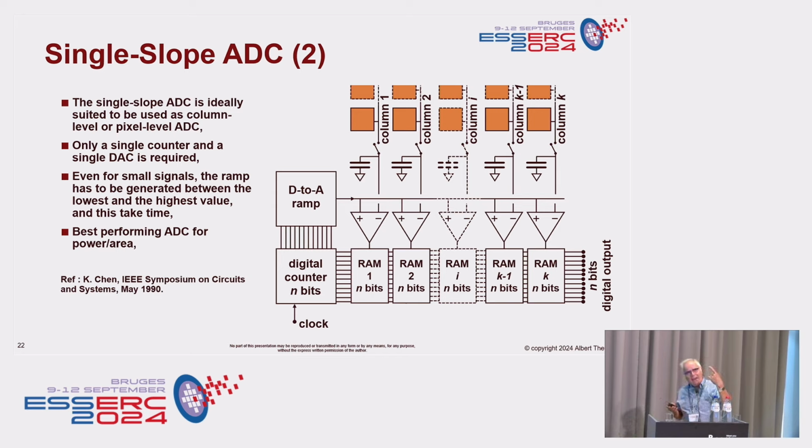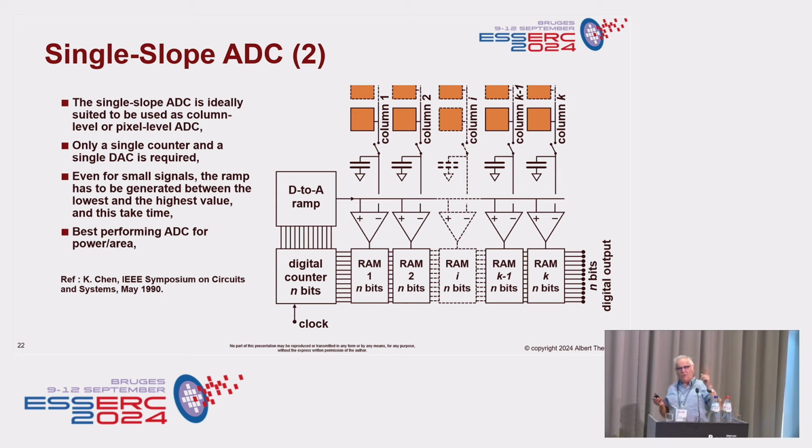There's one drawback, and that is that you always have to go from your lowest level of the ramp to the highest level of the ramp. Because if this guy, for instance, has a low level, then it flips very early in the ramp generation stage. But if this guy over here has a signal close to saturation, you always have to go with your ramp till the very end. That's maybe a drawback, so the speed. But nevertheless, it's widely used, the single slope algorithm, the single slope ADCs. It's widely used in imaging.